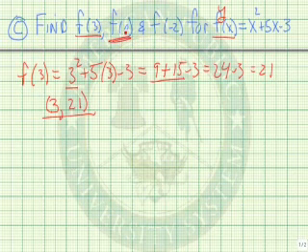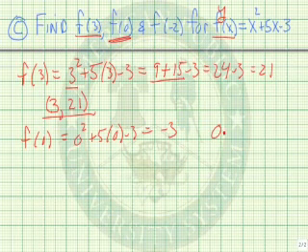Let's consider f of 0. Once again, all we do is replace each x with 0. And 0 squared is 0. 5 times 0 is 0, so we have negative 3. So once again, this is the same as saying that if x is 0, y, or f of x, is negative 3.